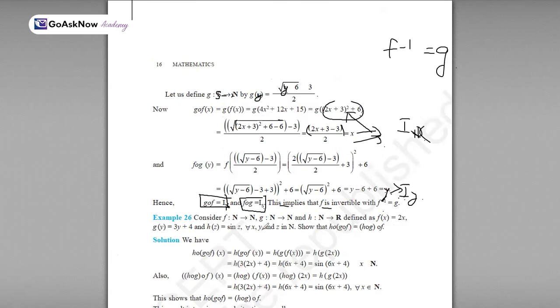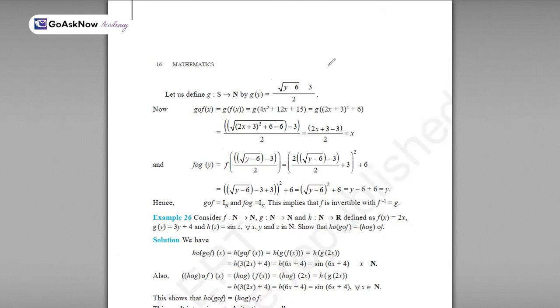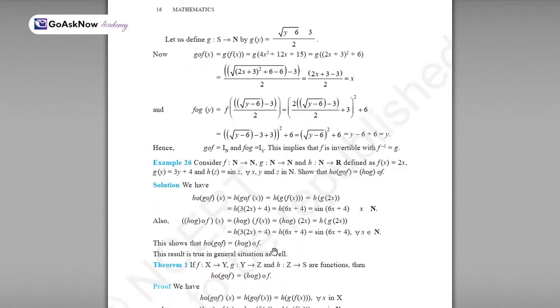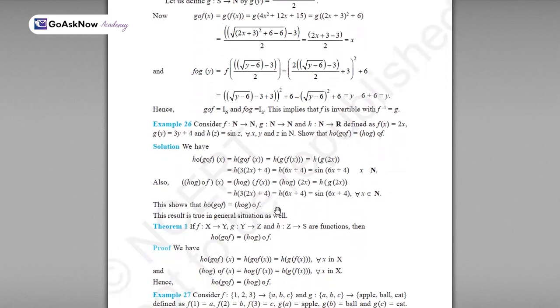Let's move further and see example 26. I have to just clear this drawing and move further. Now, example 26. What is this saying? Let's see.